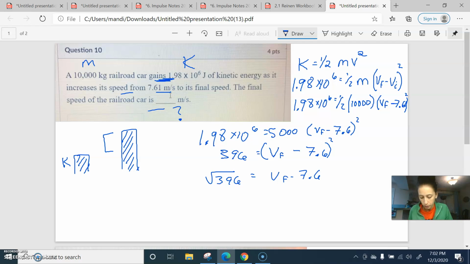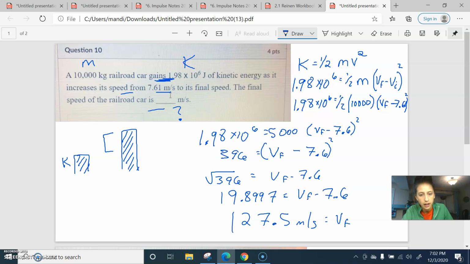Now without that squared, I get 19.8997 equals VF minus 7.6. So I'm going to add 7.6 to both sides and get 27.5 meters per second equals our new velocity. And we're going to think it through and say we gained energy, so we should be faster than 7.61. So yeah, that is my final answer.